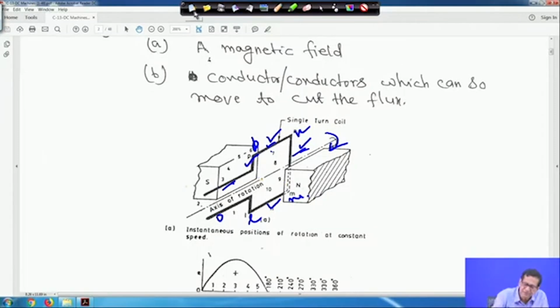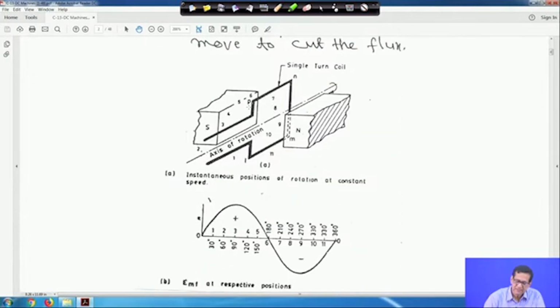The 0 is not marked here. So it is the 0 position, then 1, 2, 3 this way it has been marked in this figure. When it is revolving, say 0 to 180 degrees, when it rotates 180 degrees, it is the same way we have seen in the single phase machine, the alternating EMF.